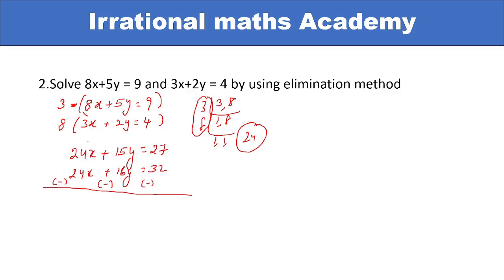24x minus 24x is 0. 15y minus 16y, 15 minus 16, you'll get minus 1, so minus 1y. 27 minus 32, I'll get minus 5. Multiplying both sides with minus, this becomes y equal to 5.